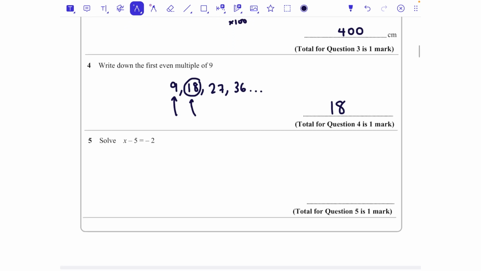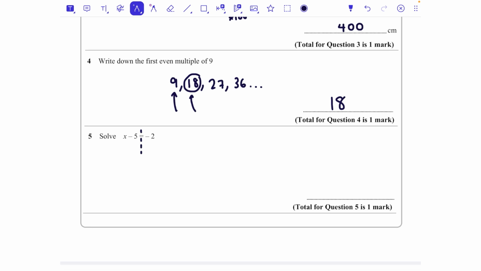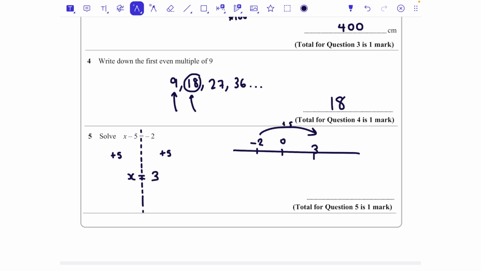Question number 5, solve x subtract 5 equals minus 2. When we're solving equations, we want to put a dotted line where the equals is, and remember that what we do to one side we're going to do to the other. I would like to know what x is, so I'd like to get that x on its own. Now in order to get x on its own, I need to get rid of the minus 5. Getting rid of minus 5, we're going to do the opposite, so I'm going to add 5 to this side, but if I've done that to that side, I also need to add 5 to this side. Think about your number line. If you're at minus 2 and you add 5, you're going to go up, you're going to go past 0, and you would get to 3. So x equals 3 would be your answer, therefore 1 mark.